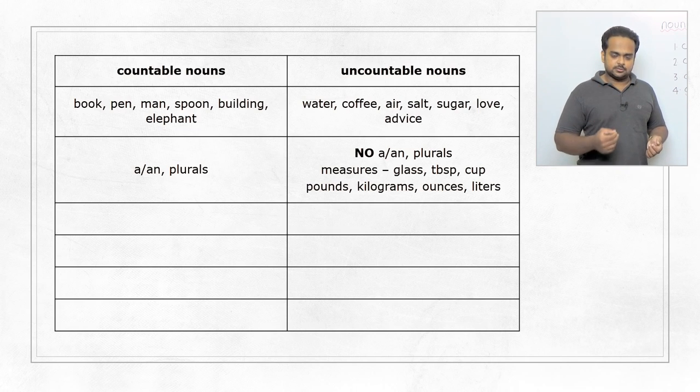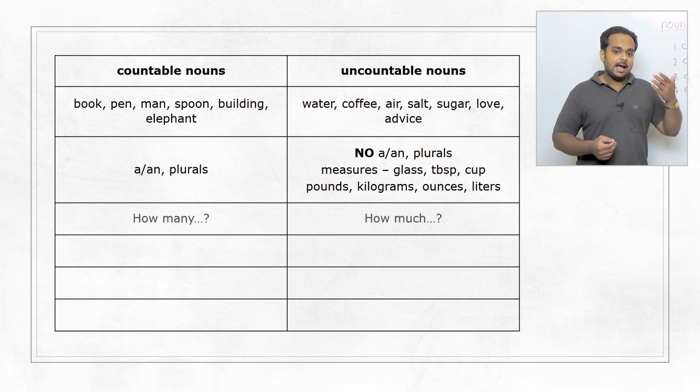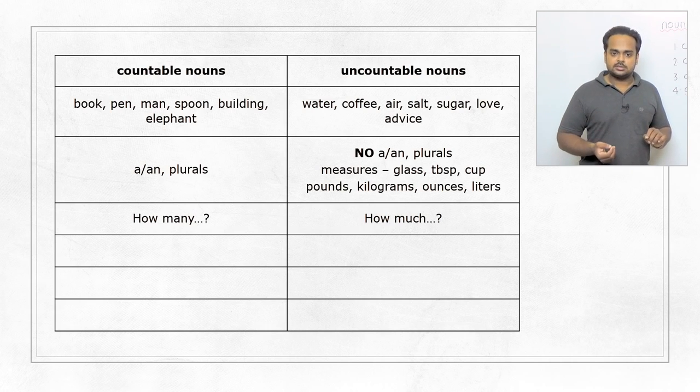To ask questions, we use the expression how many with countable nouns, like how many computers do you have in your office? And with uncountable nouns, we use how much. How much water is there in the bottle? Or how much sugar is there in the jar?